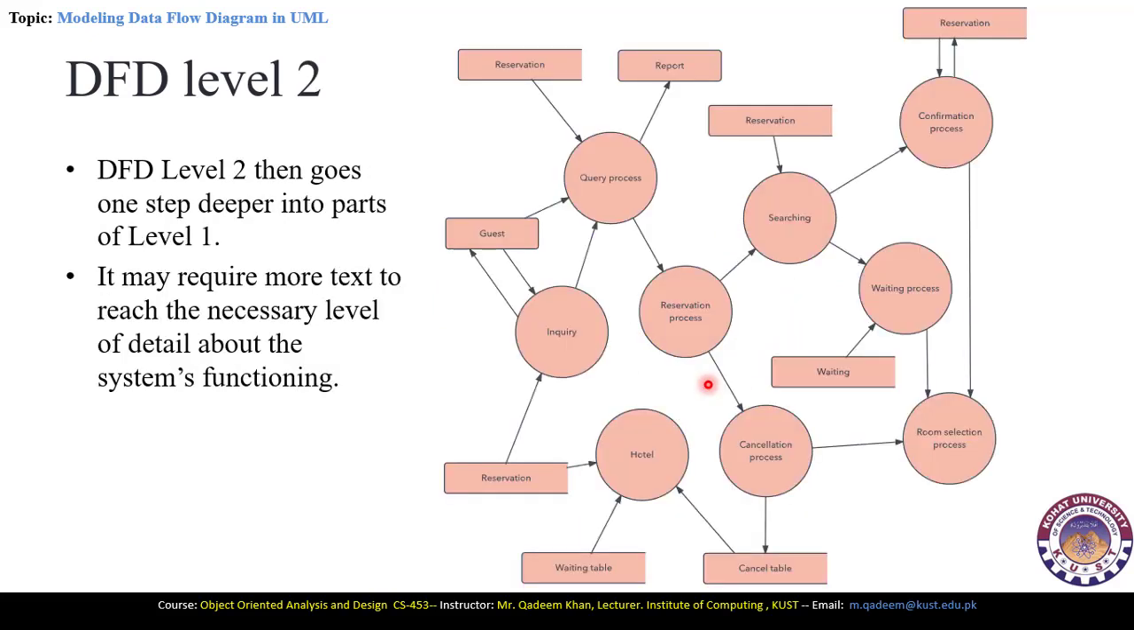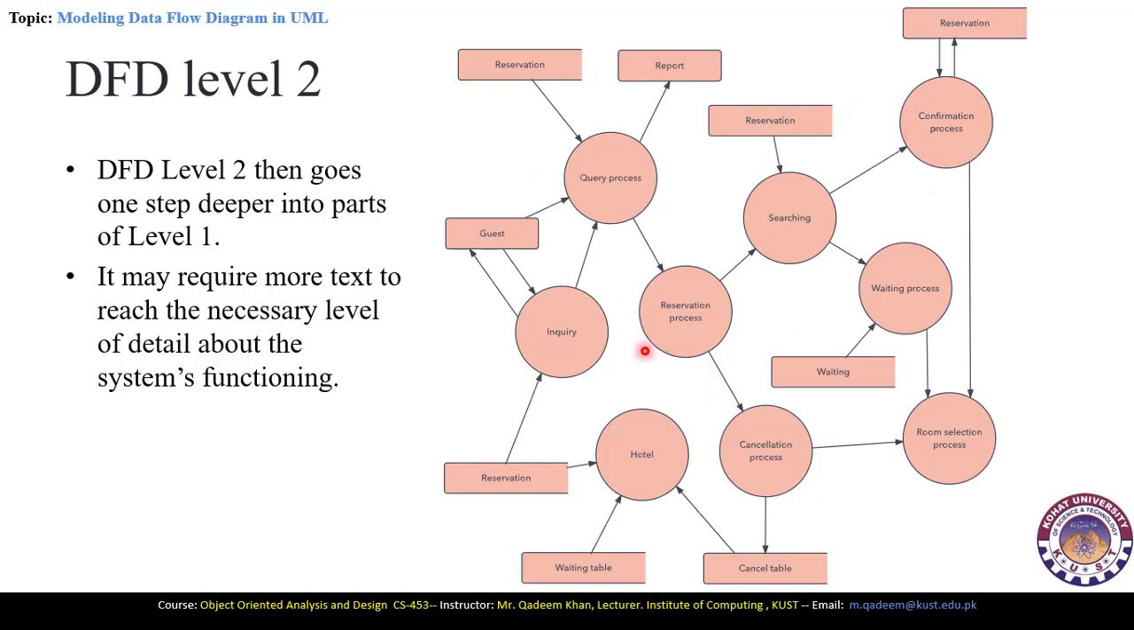And the final level is the DFD level 2. As obviously it provides more detailed information of the project. In the level 2 DFD, this DFD goes one step deeper into the parts of the level 1. So this provides more text, reaching the necessary levels of detail about the system functionality of the project.